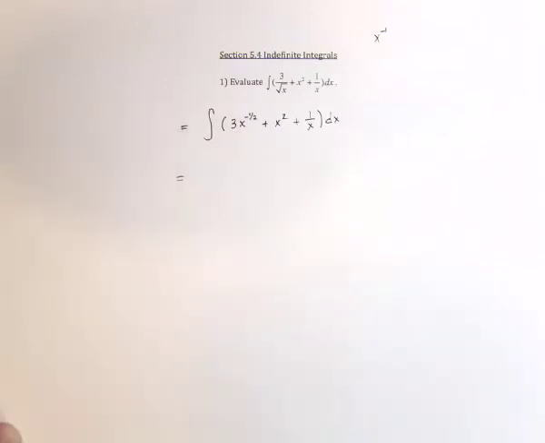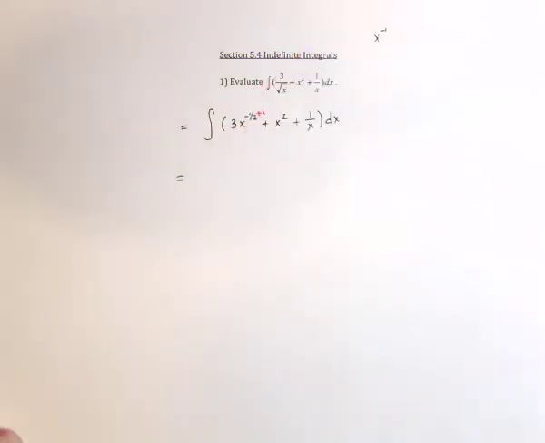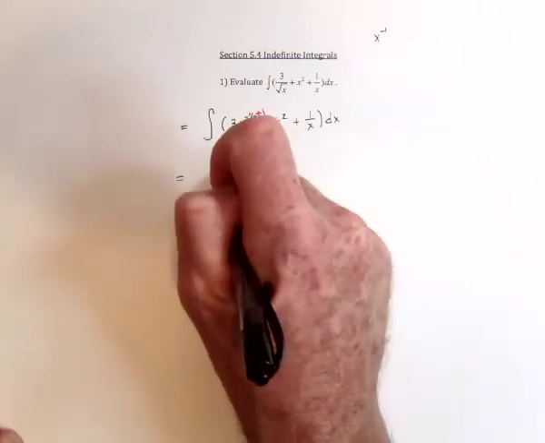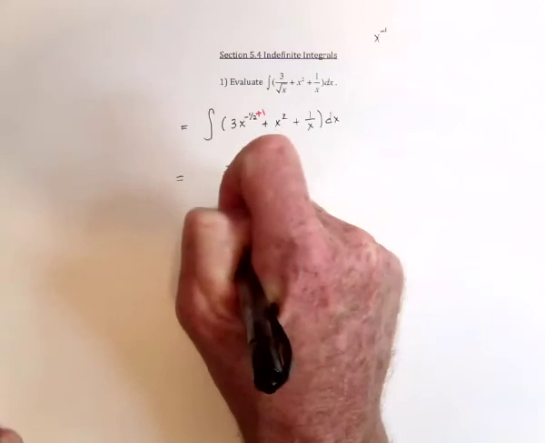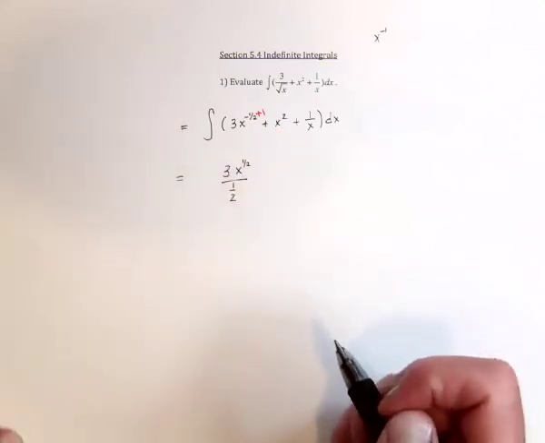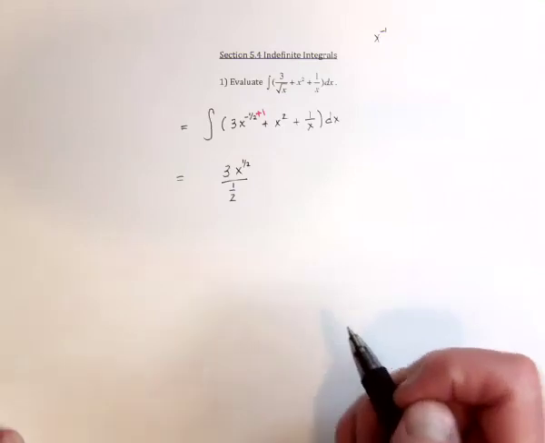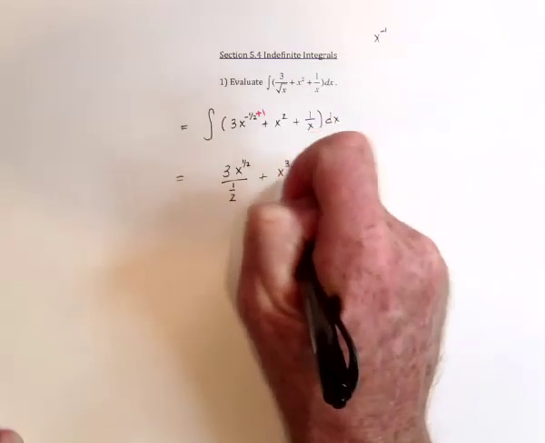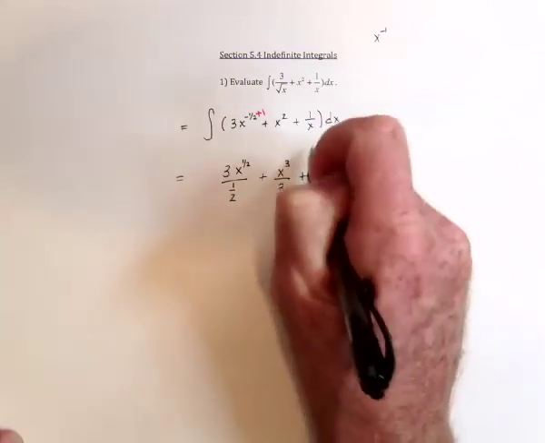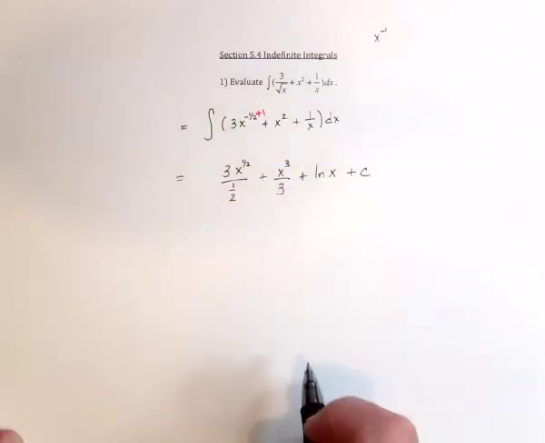This, if you add 1, it's going to become a 1/2 positive, and then divide by that. So 3, and then it's to the 1/2 and divide by 1/2. Or if you want to save some time, you could invert and multiply, so multiply by a 2. Or we can do it in the next step. And then this one becomes, adding 1 becomes x to the 3 over 3, and this one becomes natural log of x. And then there is a constant of integration.